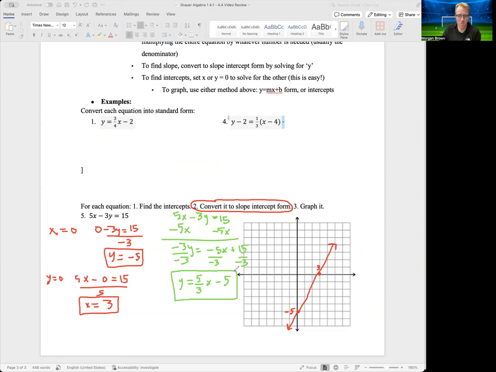In slope-intercept form. And just like before, right, we're getting the same equation in two different forms. Previously, I started with slope-intercept and I converted into standard. Now I'm starting with standard and I'm converting into slope-intercept.